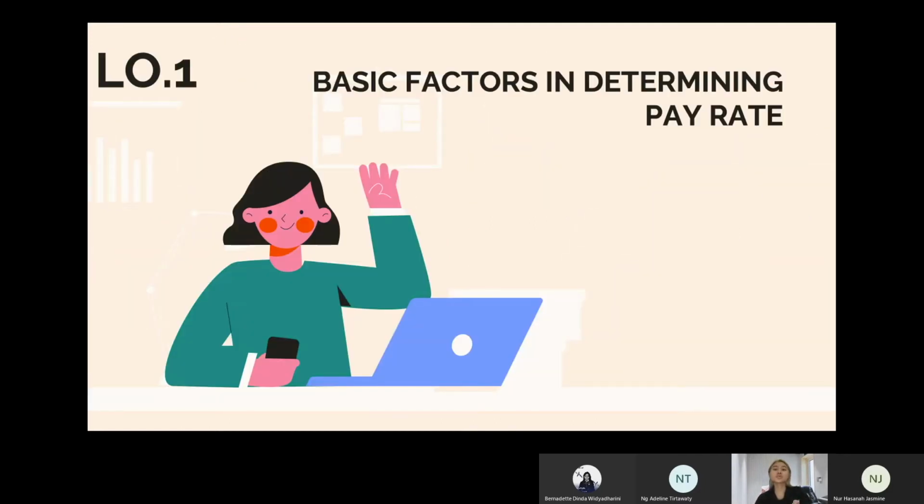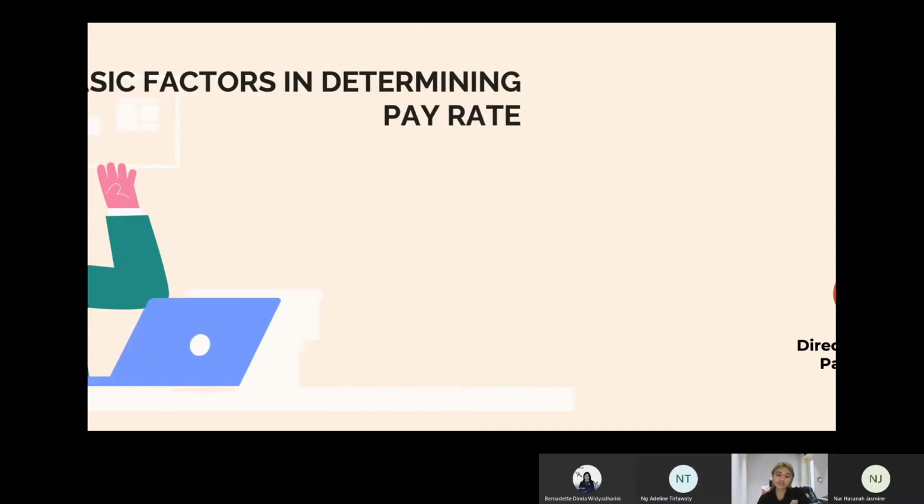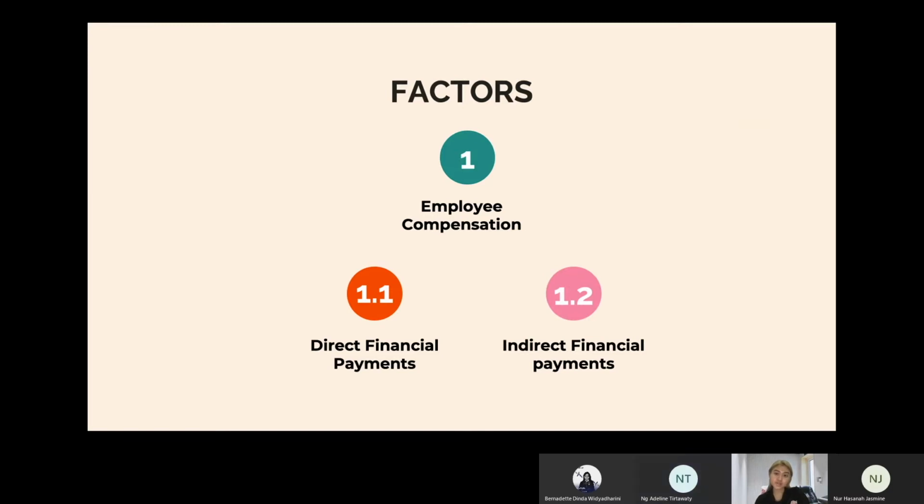So in this chapter, I'm going to explain about the basic factors in determining pay rates. First, there is employee compensation. It includes all forms of pay going to employees and arising from their employment. It has two main components. First is the direct financial payments, which include wages, salaries, incentives, commissions, and bonuses. And indirect financial payments, which include financial benefits like employer-paid insurance and vacations. In turn, employers can make direct financial payments to employees based on increments of time or based on performance.